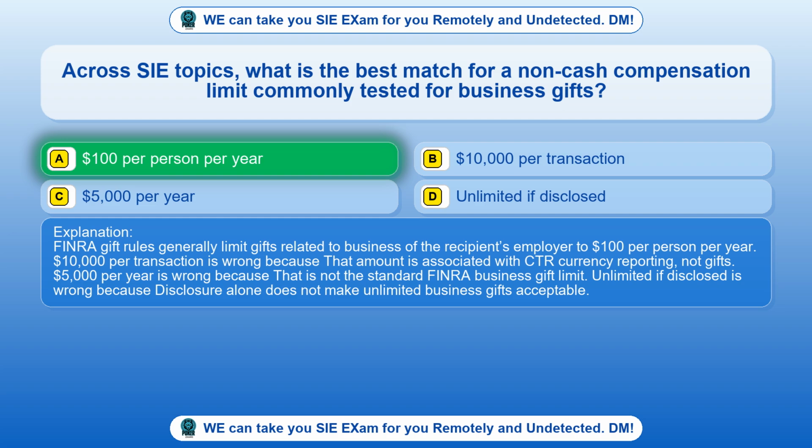Unlimited if disclosed is wrong because disclosure alone does not make unlimited business gifts acceptable.